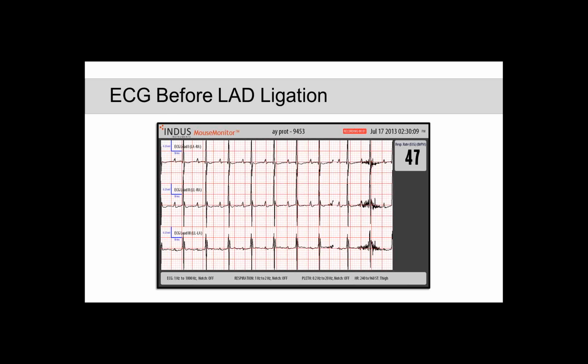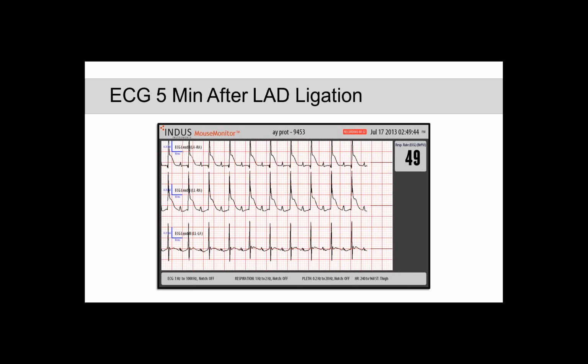This slide just shows an example of one of the mouse monitor screen captures that we made from one of our animals. This is in a pre-MI setting, so before the LAD ligation. We typically look at lead 2, but it allows you to acquire multiple leads. Respiratory rate is one thing that's very important for us in surgery to make sure that the animals are being oxygenated properly. So this is a pre-MI EKG, and then this is the exact same mouse taken after MI to show nice ST segment elevation.